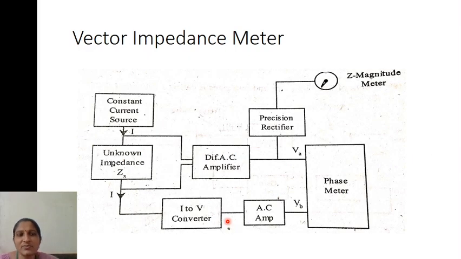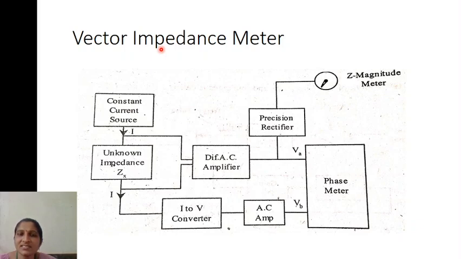Coming to the next topic, it is the vector impedance meter. As the name itself suggests, this meter is used to measure impedance. Then why is the name vector given here? Because impedance is the vector sum of resistance plus reactance, that is R plus jX. Z is equal to R plus jX. So that means it is nothing but a vector.